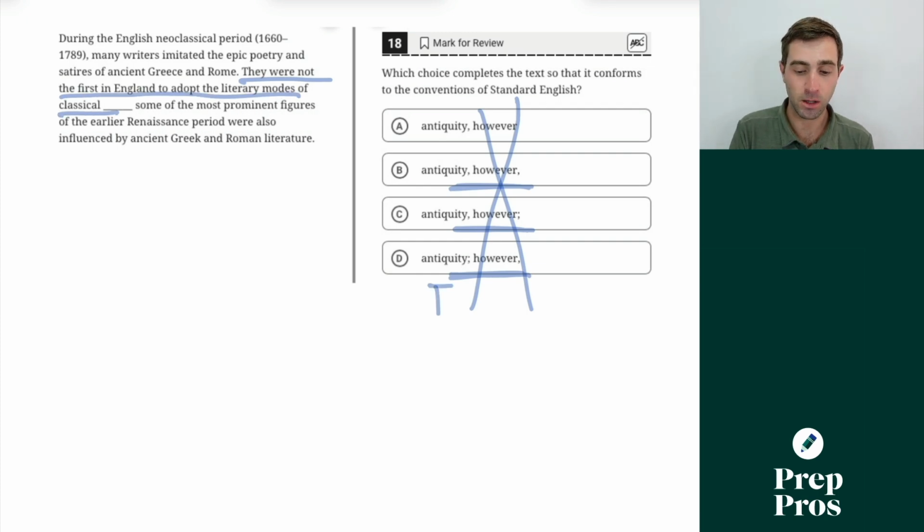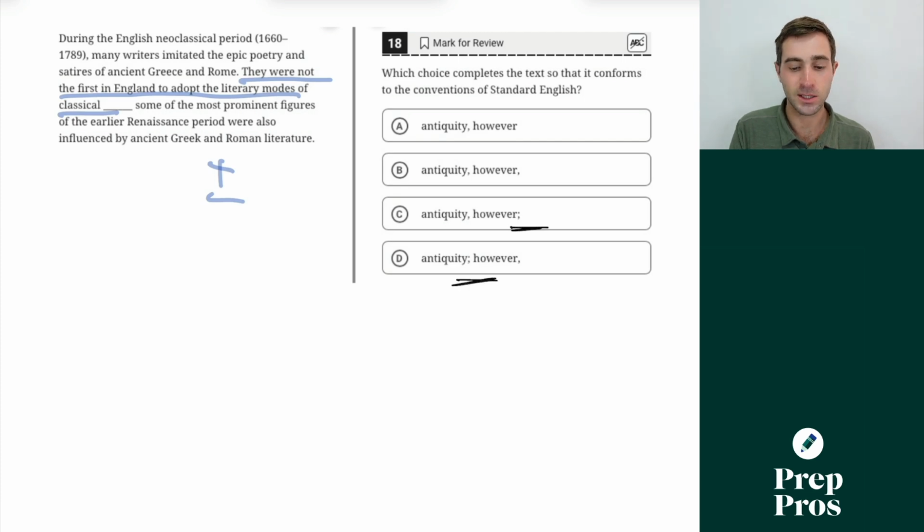That's an independent clause. Independent means it can stand and function on its own. Some of the most prominent figures of the early Renaissance period were also influenced by ancient Greek and Roman literature. This is also independent. So this is going to give us another of the ways that we can join those independent clauses together. You cannot join them with just commas, so we can knock off both A and B.